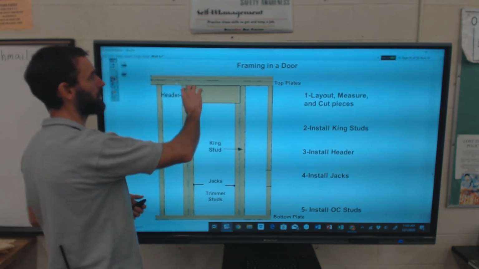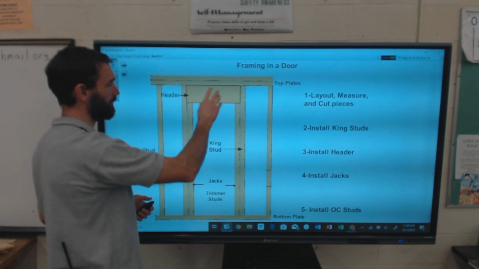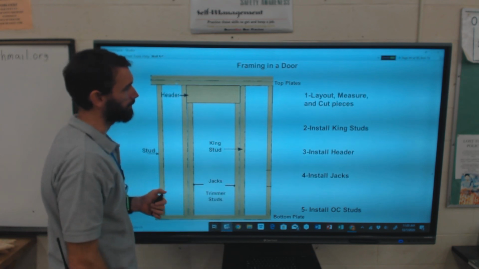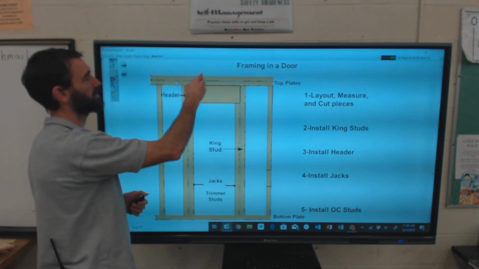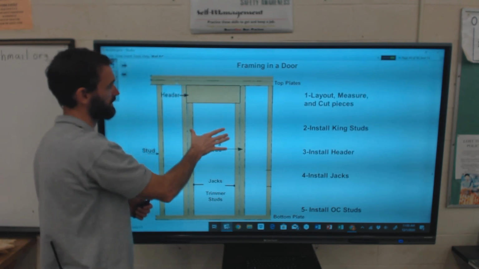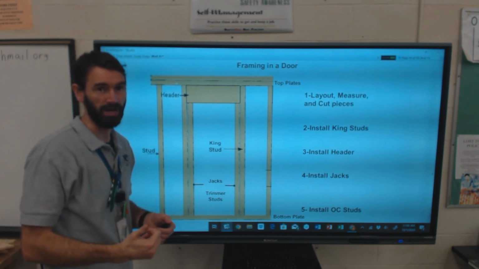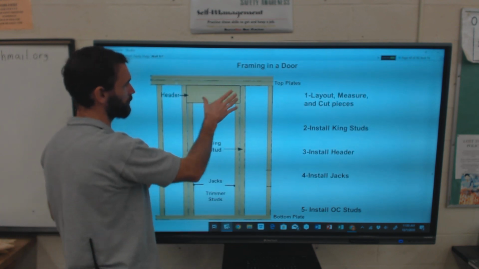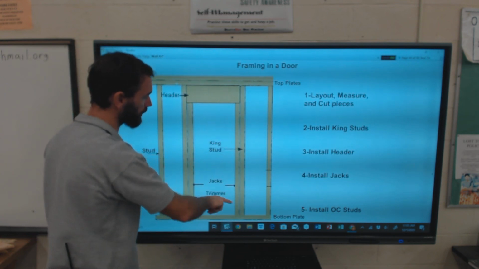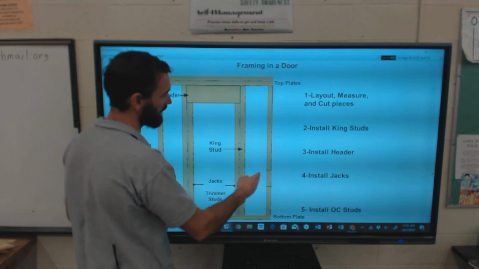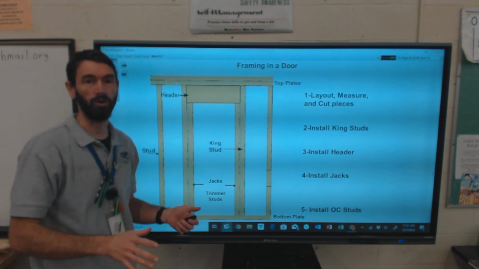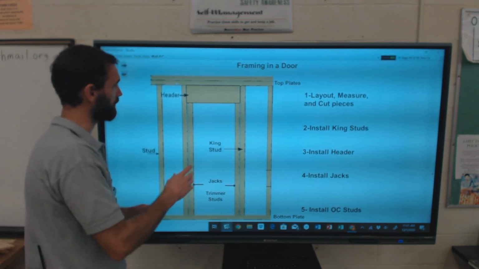And then I like to install the header next before doing the jacks, but some people will do the jacks before the header. But I like to do the header first, especially when it's built like this. If there are little cripple studs above here, and like this header is down lower, then it makes sense to put the jacks in first. But if it's like this, your header's up to the top, do your header, then you put your jacks in. Your jacks are nailed to your kings, and then after that, you install all your regular on-center studs. Now, this is the kind of stuff that we will be working on in class, putting together these wall frames.